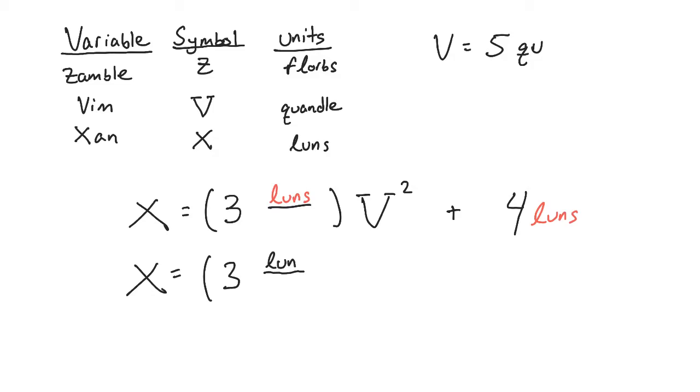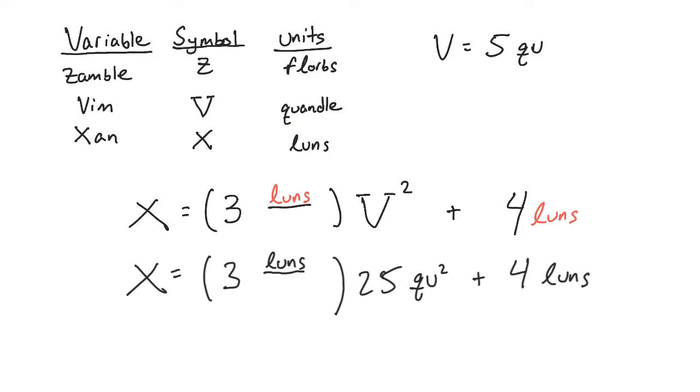So we'll have luns up there. We still don't know what goes below that. Multiplied by, okay, well, let's square this value, 5 quandle. So that would be 25. But here's the key idea. You got to square the units as well. So we get 25 quandle squared, and then we have plus 4 luns left over there.